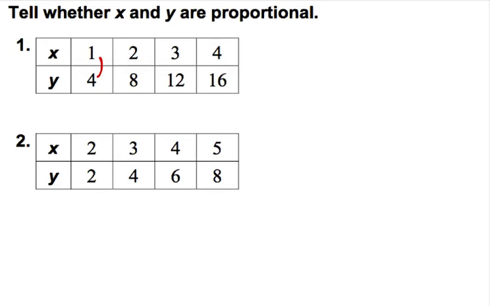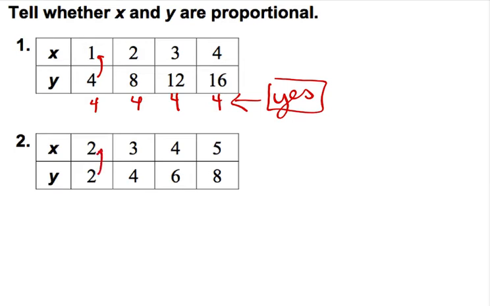So if you compare y to x here, 4 divided by 1 is 4, 8 divided by 2 is 4, 12 divided by 3 is 4, and 16 divided by 4 is 4. Because these are all the same, it is proportional. Yes. Let's check the next one.